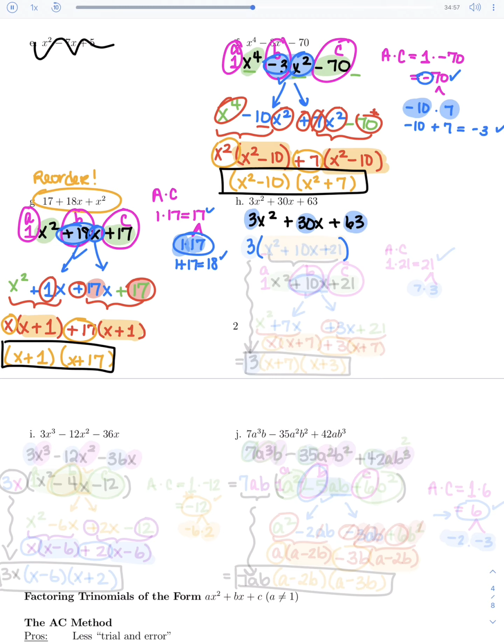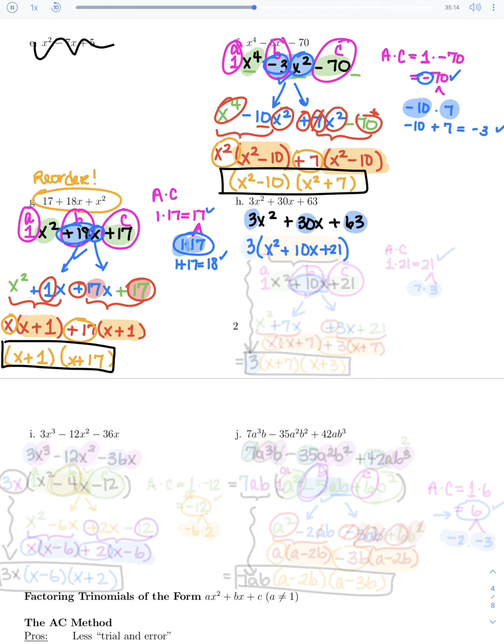So in the first piece, pulling out the common factor of 3 will turn into just an x squared. Plus, now pulling the 3 out of the 30x will leave me with just a 10x. And dividing the 3 out of the 63 will leave me with a 21.